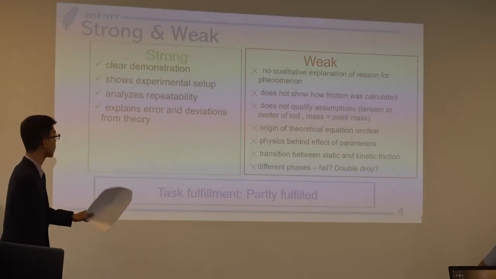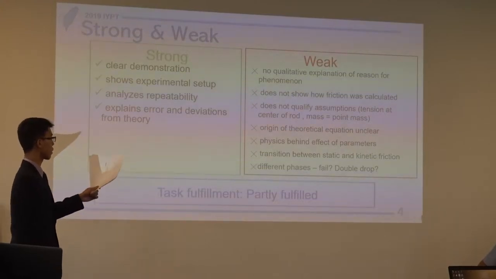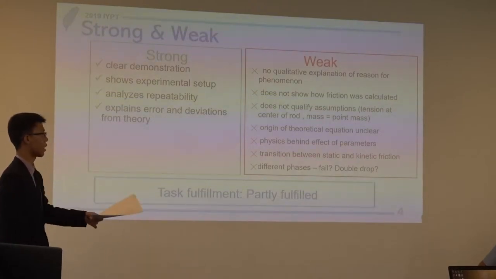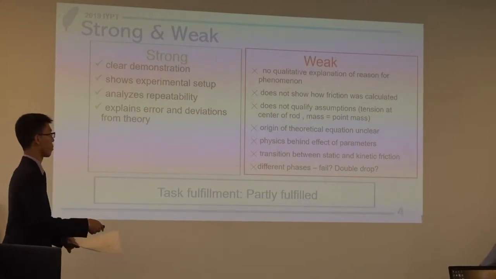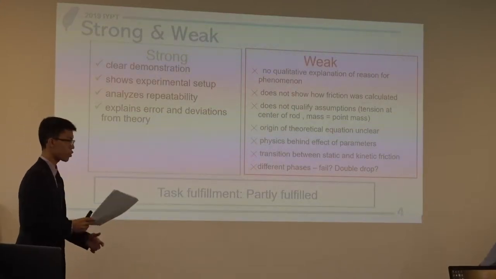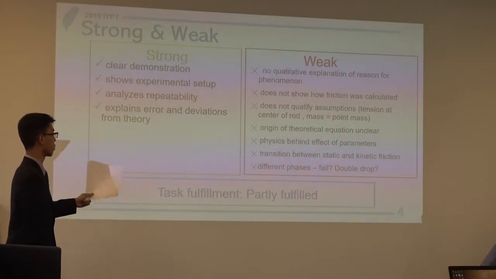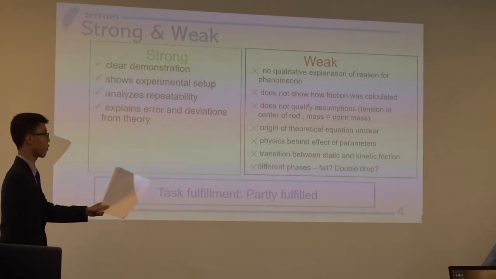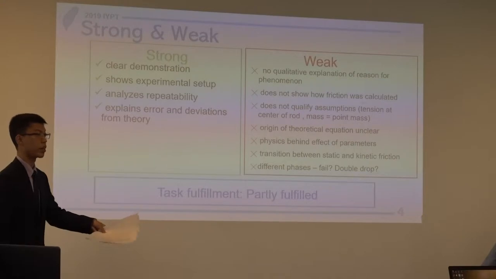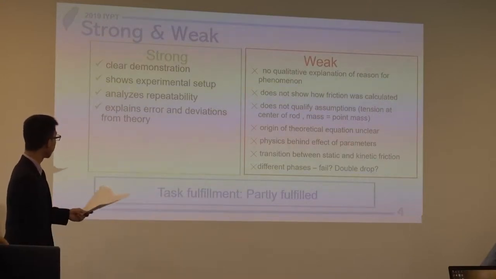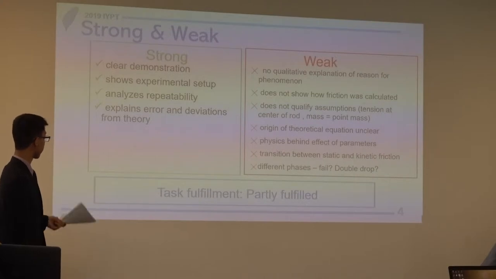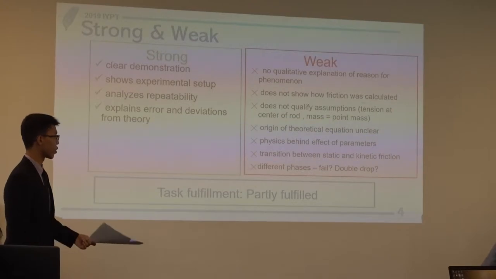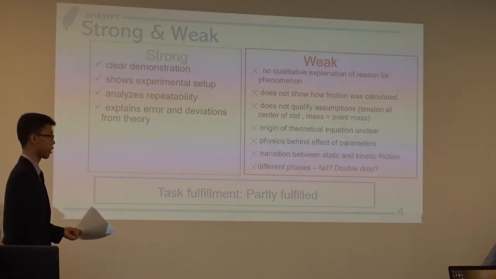They have not qualified this into a specific point, and they have not given us the original theoretical equation, which is unclear. They have not talked about the physics behind the effect of parameters, the meaning behind the parameters. They have not shown a clear transition between static and kinetic friction, and they have not talked about the differences between the fail or the double drop, which they mentioned in their observations. But I also have to say that they have done a good job explaining errors and deviation from their theory. Overall, I believe the task fulfillment from the reporter is fully fulfilled.